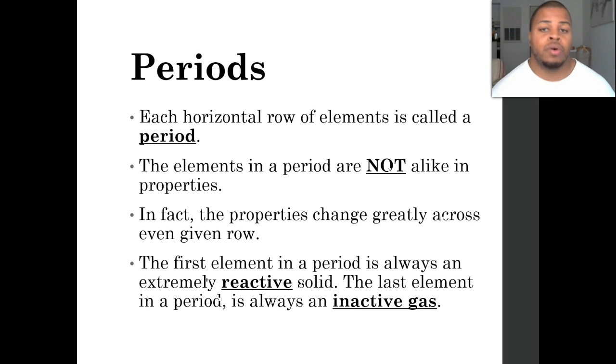Now, the horizontal rows are going to be called periods. These elements are not alike in any way. Or do not have to be alike, I'll say. Now, in fact, they're going to change greatly across the row. What do I mean? Well, the first element in the period is always going to be an extremely reactive solid, a metal, one of our group A metals, whereas the last element in the period is always going to be an inactive gas. These are our noble gases, which we'll get to a little bit later.